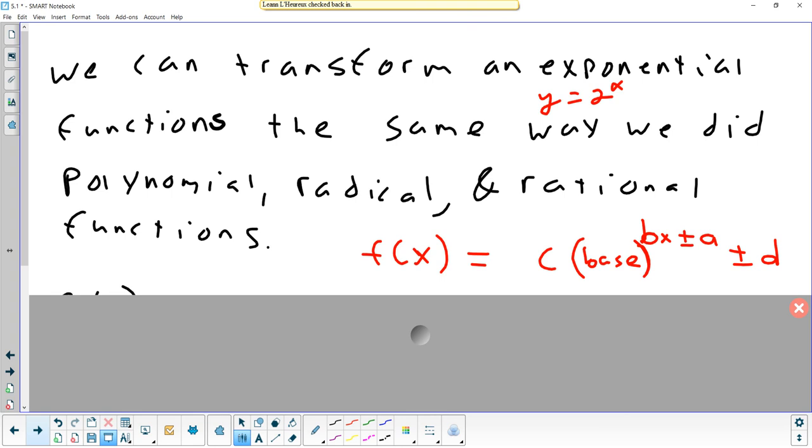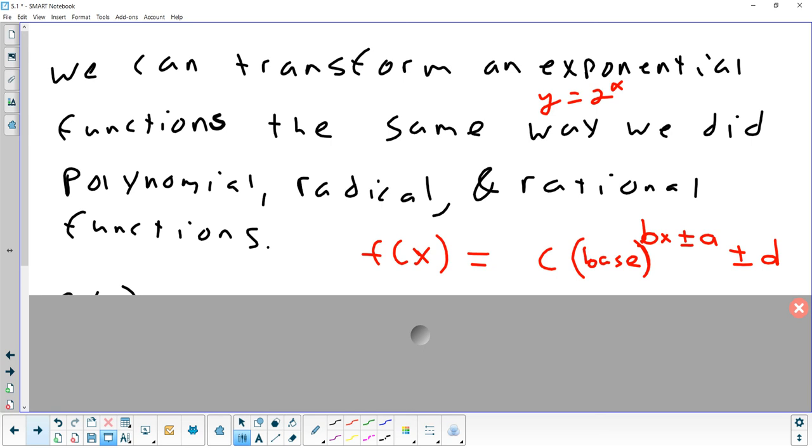Yep. That's a horizontal flip, or a horizontal reflection. So that's B. How about C? That's a vertical stretch. What if C was a negative? What would that do? That would be a vertical reflection.